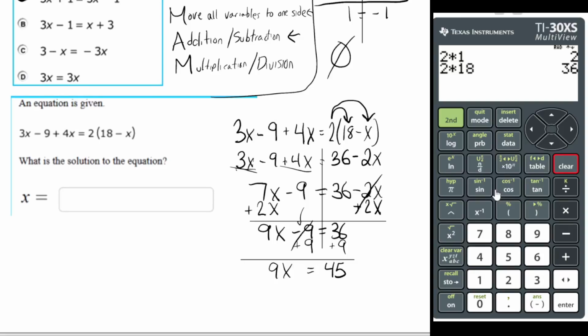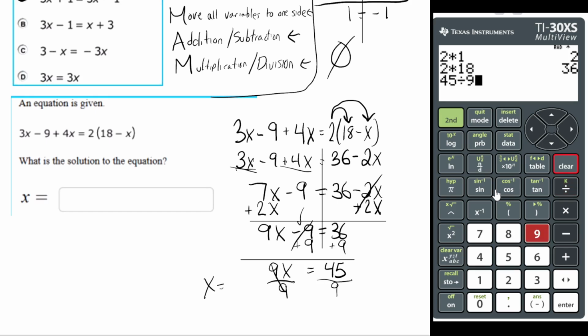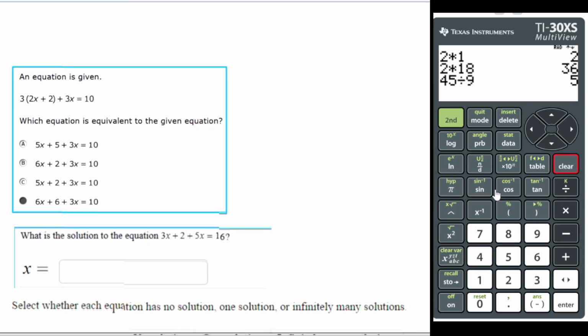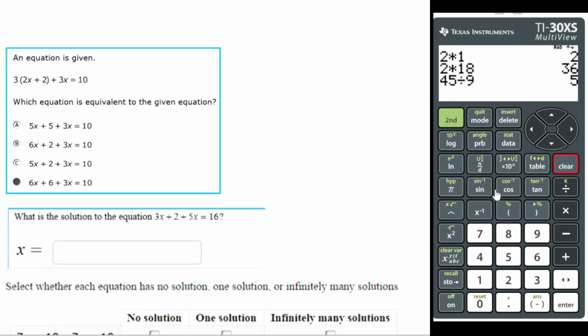And then finally, we undo our multiplication and division. This 9 is being multiplied by x. It's tied to the x by multiplication, so we have to do the opposite, which is division. That leaves you with x equals, because that will cancel out, 45 divided by 9 is 5. And that is your answer. x is 5. Alrighty. So we go to our next question.